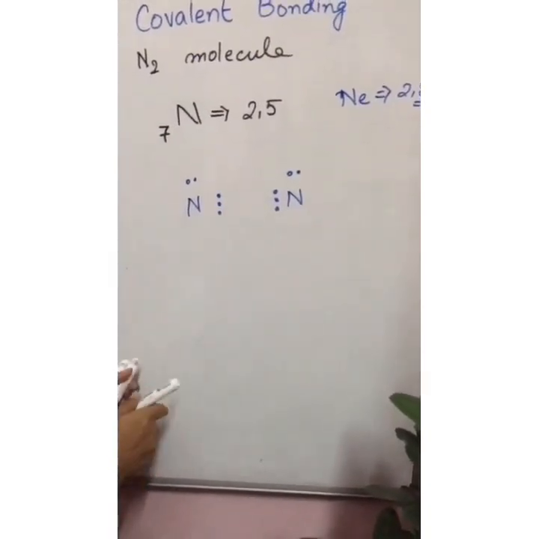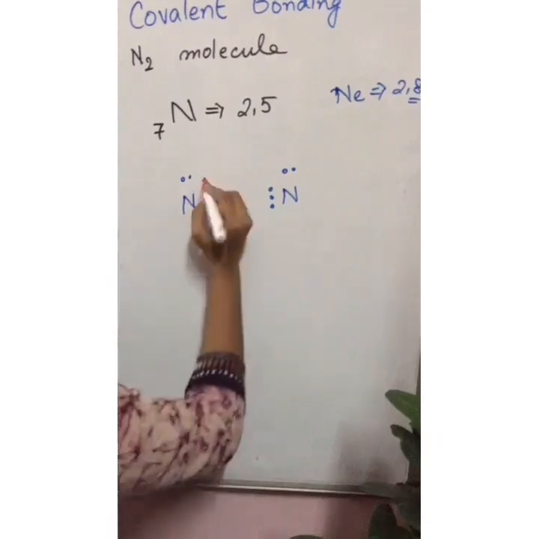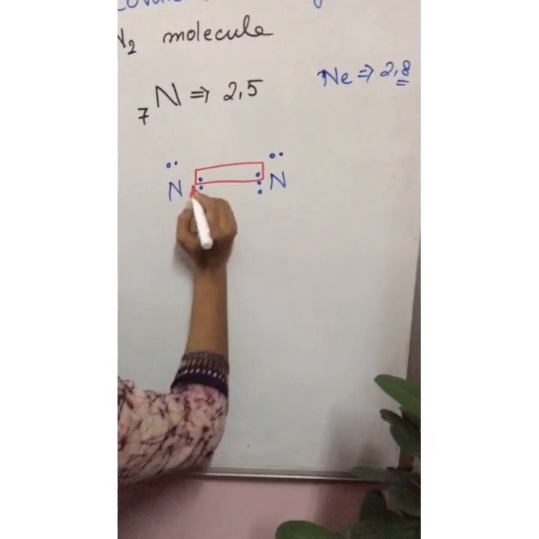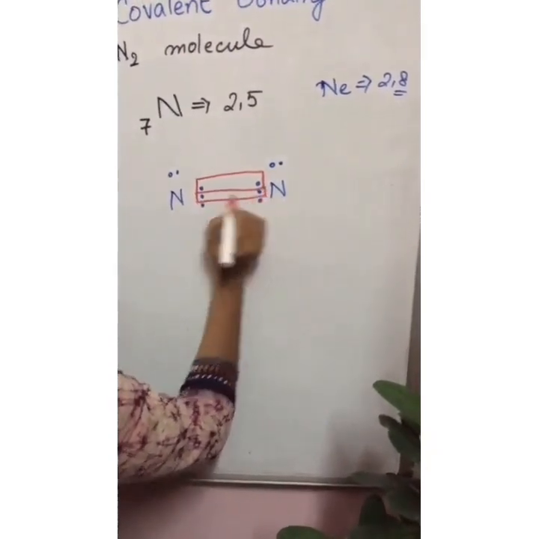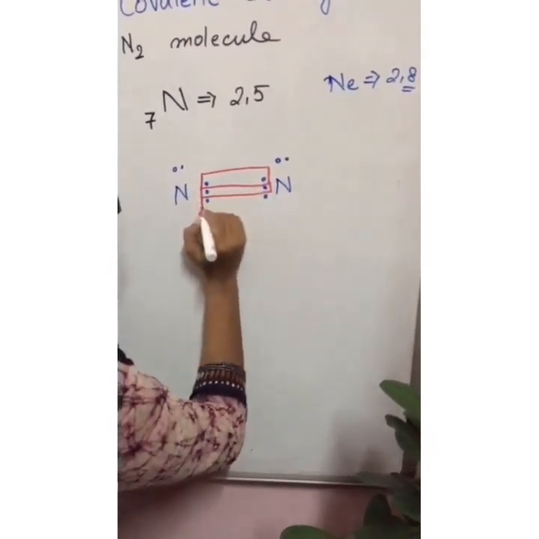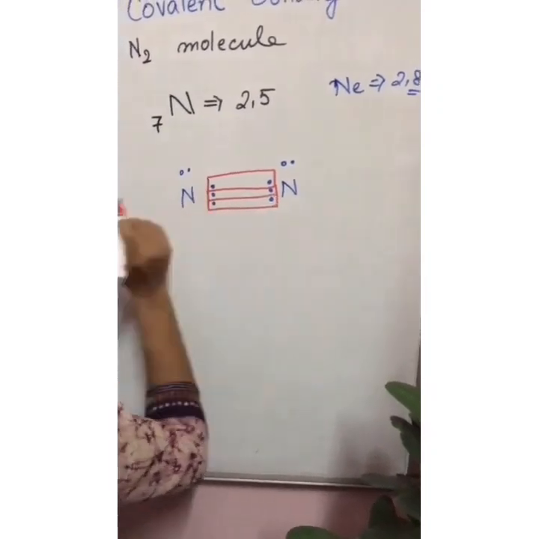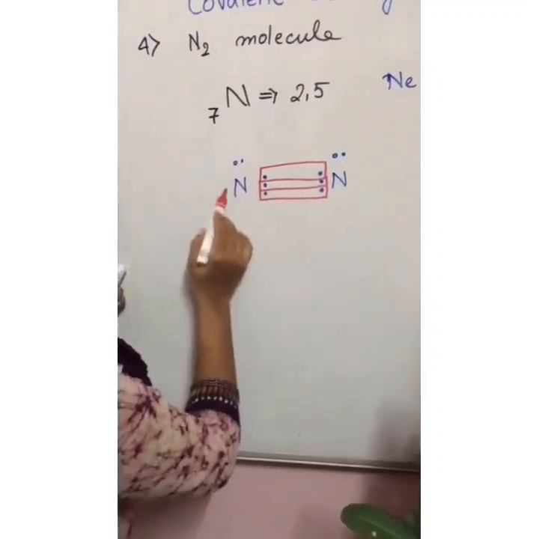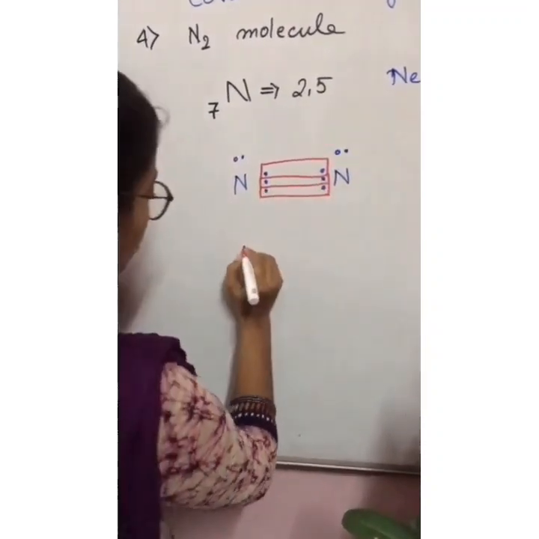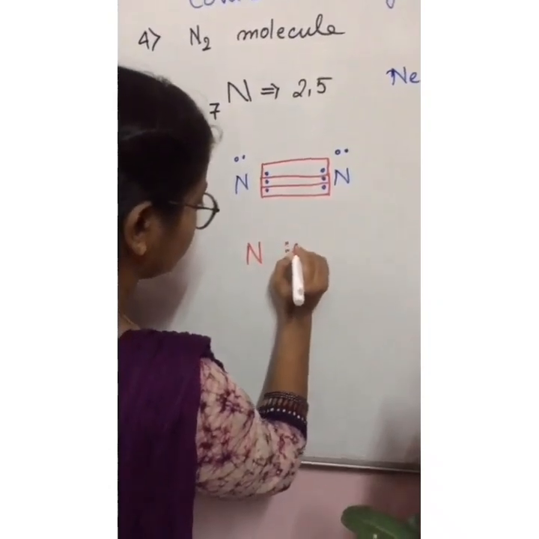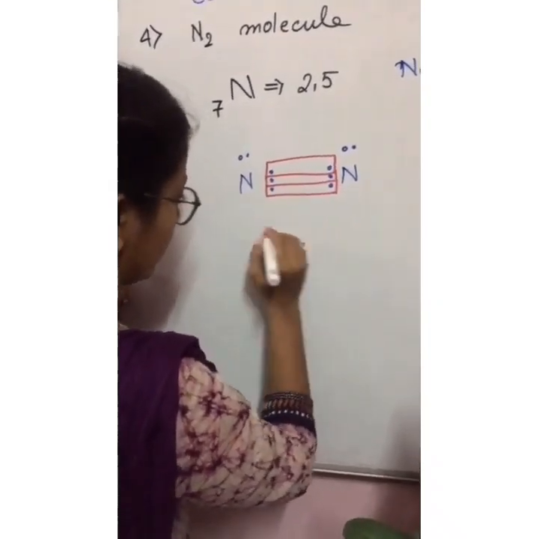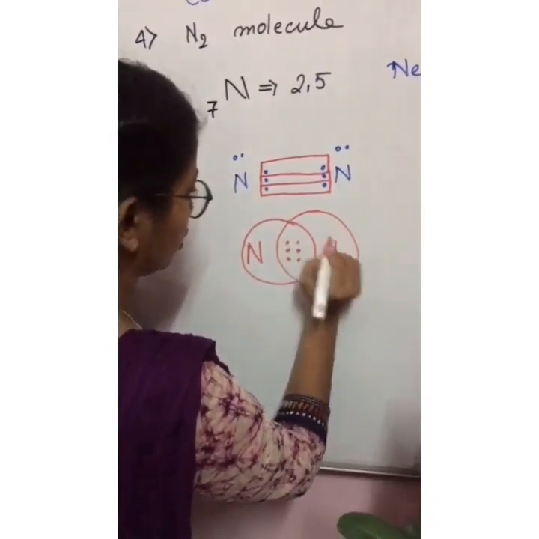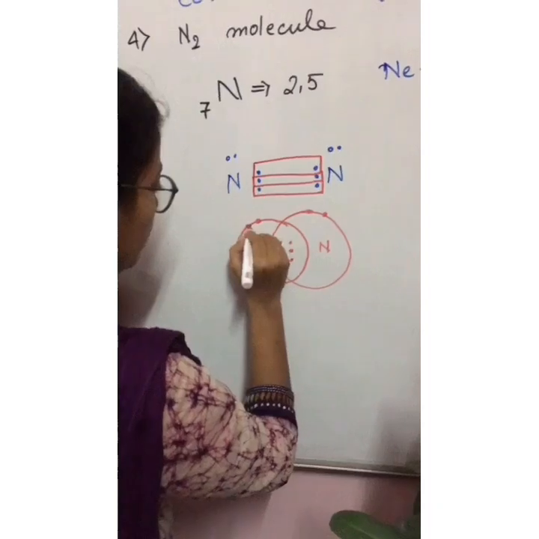Now, there are already 2 electrons. They are sharing this pair of electrons. So 2 plus 2, 4. Okay, again they have to share. 4 plus 2, 6. Now they have to share again. Then only you get 2 plus 2, 4. 4 plus 2, 6. 6 plus 2, 8. So if this is also 8, this will also become 8. So here what happens? There are 6 electron pairs which are being shared by both the nitrogen atom and 2 electrons of its own.